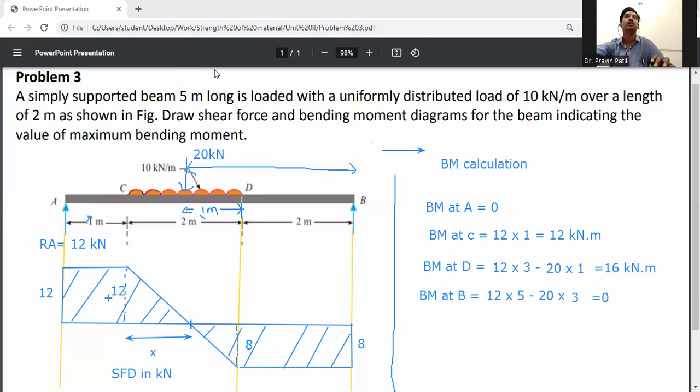And this total distance will be 2 meter, so this distance will be 2 minus X. Because of the similar triangles, we apply X by 12 is equal to 2 minus X divided by 8. We need to calculate the X distance here. Just do the calculation.